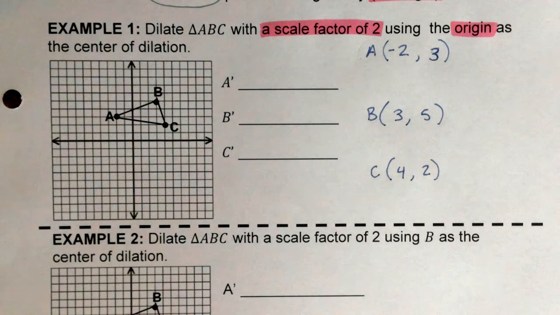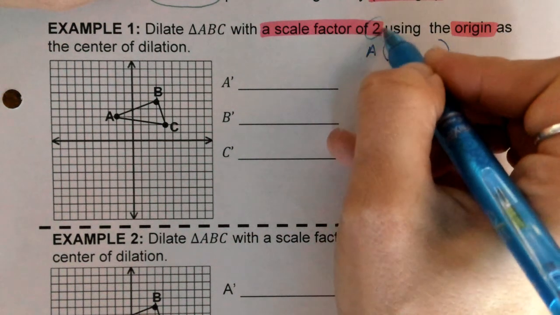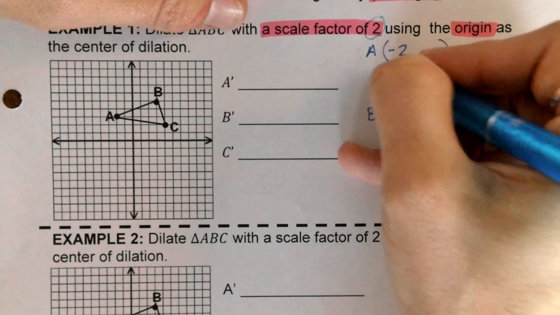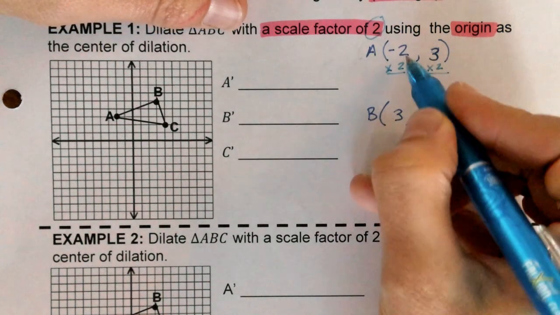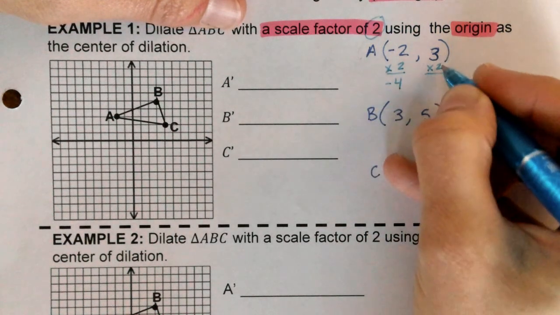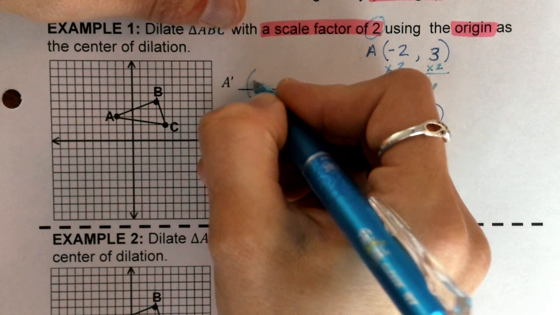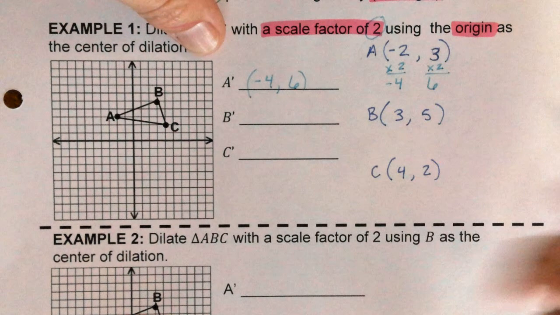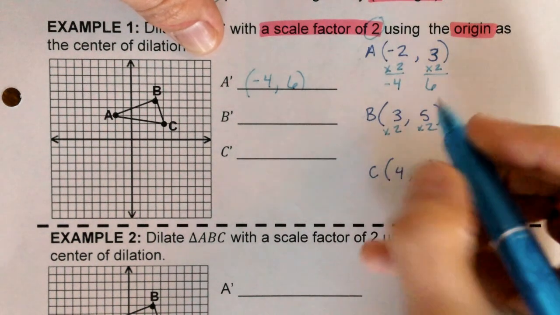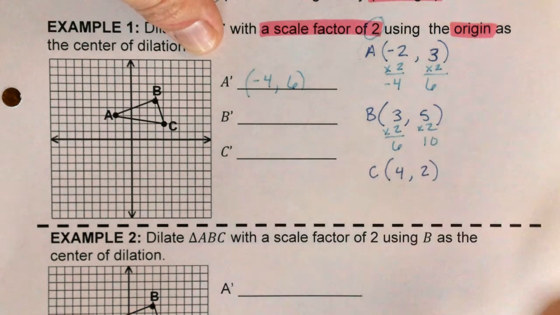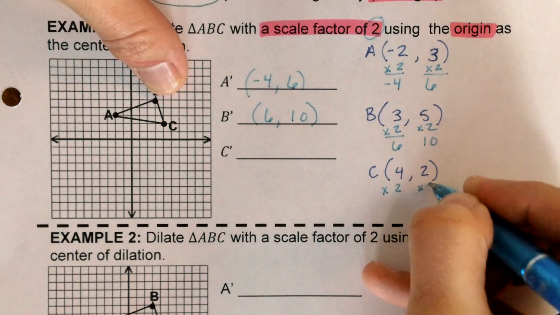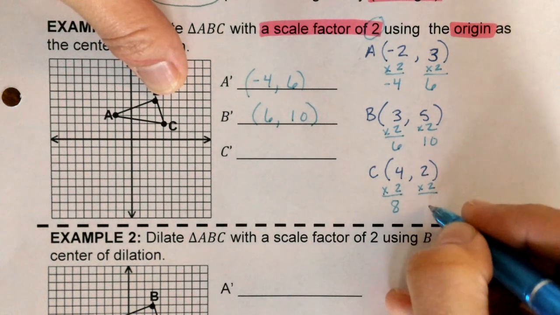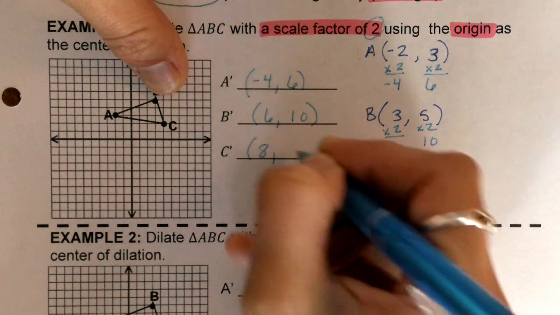Okay? So what we're going to do is, your scale factor is a multiplier. So we're going to take all of these numbers and simply multiply them by that scale factor of 2. So -2 times 2 is -4. 3 times 2 is 6. So A prime will be at -4, 6. We'll plot these in a little bit. B will do the same thing, times 2, because that's our scale factor. So we'll have a 6 and a 10. So B prime will be at 6, 10. Same thing for C. Multiply everything by that scale factor. 4 times 2 is 8. 2 times 2 is 4. C prime will be at 8, 4.